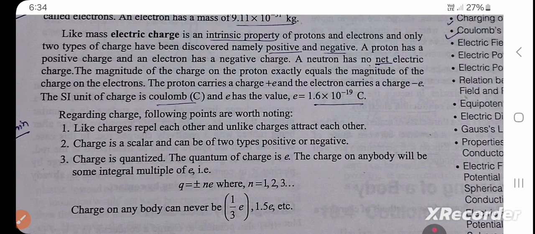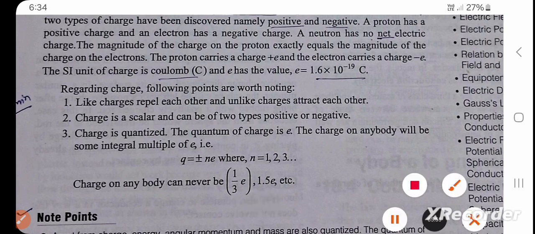Regarding charge, the following points can be considered. Like charges repel each other: positive charges repel each other, negative charges repel each other. And unlike charges attract each other. Charge is a scalar quantity and can be of two types, positive or negative.